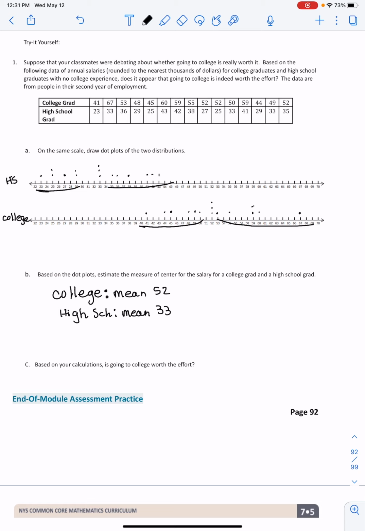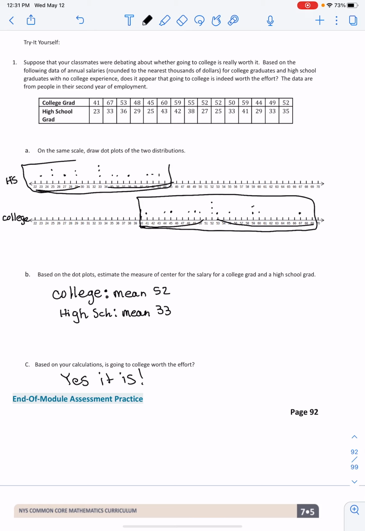And then based on the calculations, is going to college worth the effort? Yes. And the reason is, look at how much higher college is compared to high school. Look at how much lower that high school information is, right? The annual salaries, okay? Those salaries are in the thousands, and not rounded to the nearest thousands of dollars, okay? Look at how much higher that college is. So yeah, it actually is worth it, okay? And that ends our lesson.